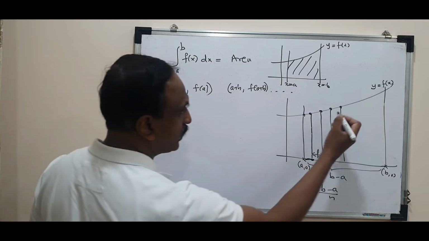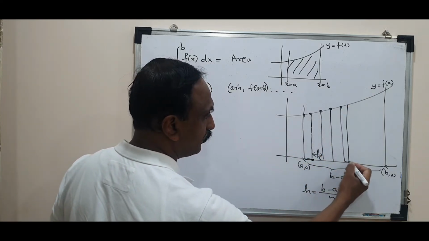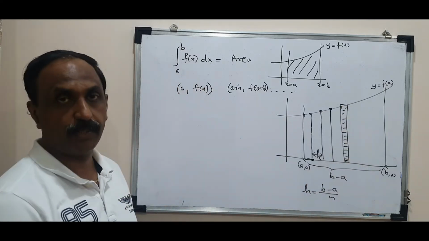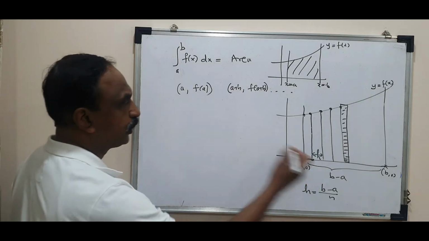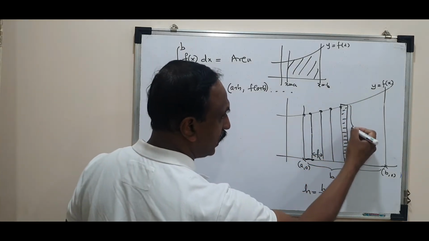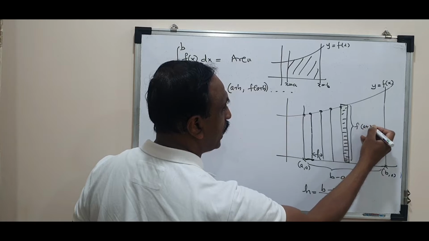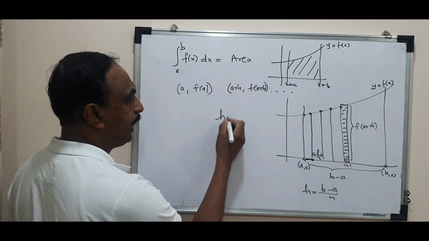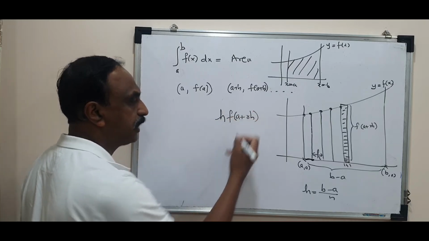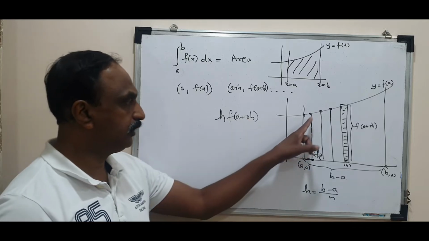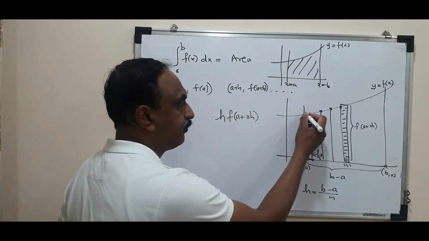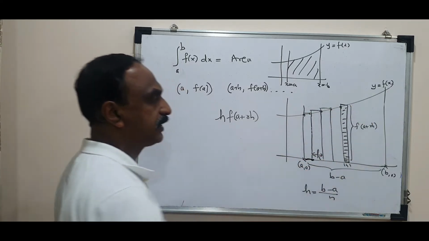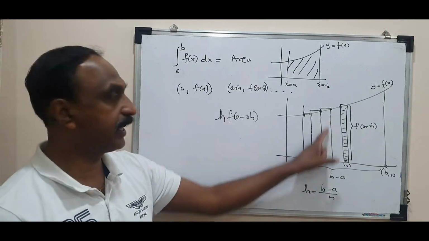Now we take the rth strip, and we find the area of this using the area of a rectangle formula. The width is h and this height will be f of a plus rh. So the area will be h into f of a plus rh. For example, when r is 1, you will get this as the area. When r is 2, you will get this as the area. When r is 3, you will get this as the area. So we will be finding the area of all these rectangles.